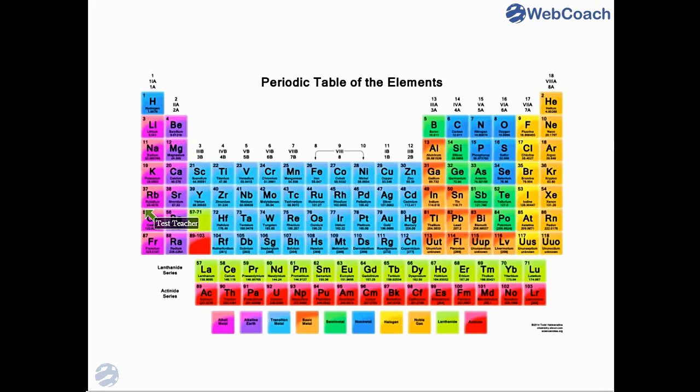Sodium, potassium, rubidium, all of them react very, very vigorously with water. This is one of the common reactions. So is the case with the halogens also. Okay, so we shall discuss that. So this is lithium, sodium, potassium, rubidium, cesium, francium.